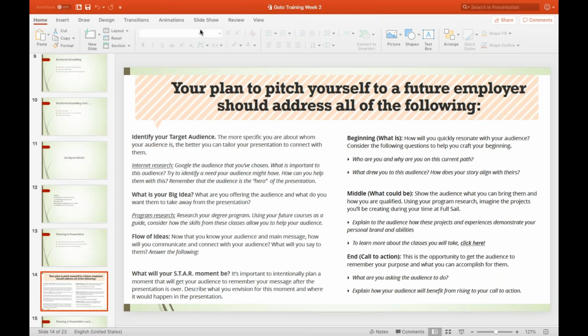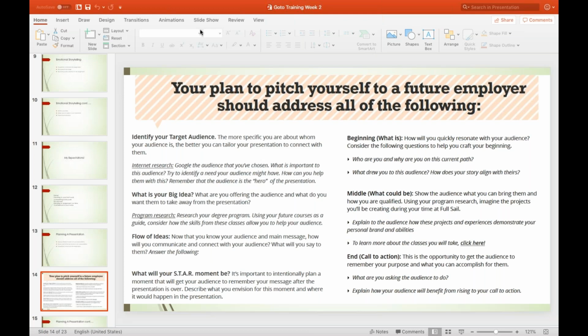Here, this pretty much breaks everything down about how this should be in essay form. I don't have a page limit or a word limit. I just want you to be able to answer every aspect of this. Your beginning: how quickly can you resonate with your audience? Consider the following questions to help you craft your beginning. Who are you and why are you on this current path? What drew you to them? Did you watch a particular show at NBC that you love so much that you want to work for them? How are your goals and their goals similar? Why do you want to work for them?